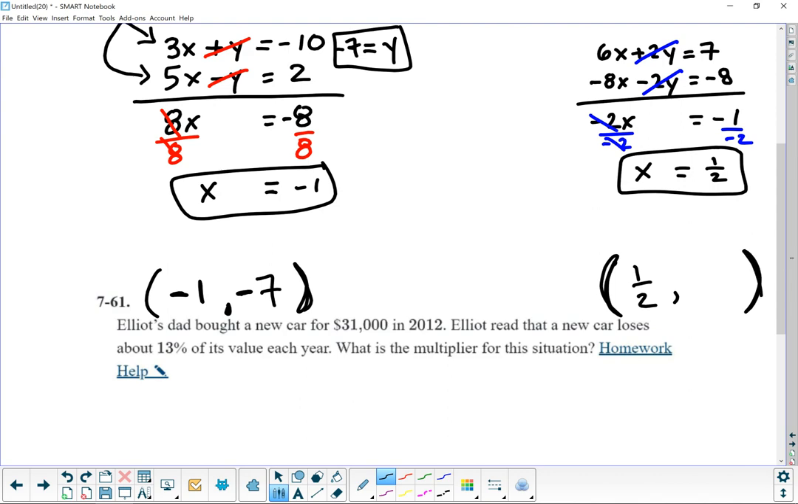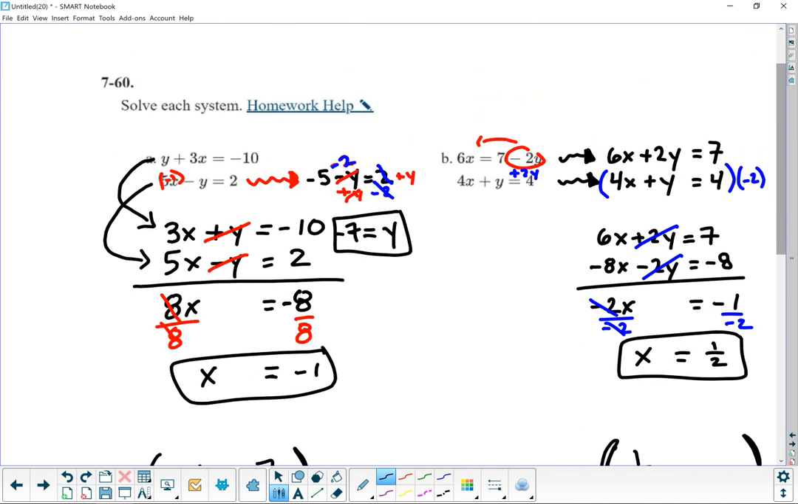Okay, I'm still looking for my y value. So I'm going to go ahead and put x where the x belongs, and then I'm going to try to solve for y. I'm going to take this bottom equation and put the 1/2 where the x is. So 4 times 1/2, half of 4 is 2, plus y equals 4. Now just solve for y by subtracting 2, and you have your answer. So y is equal to 4 minus 2, which is just 2.